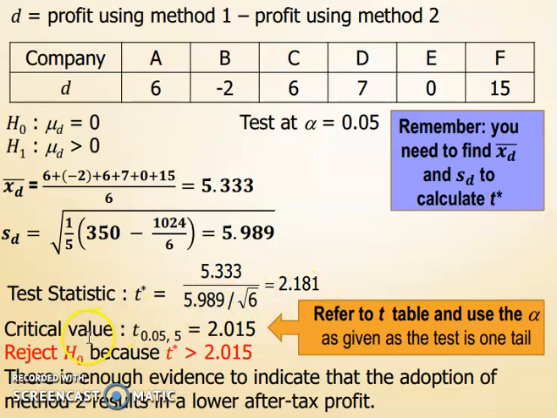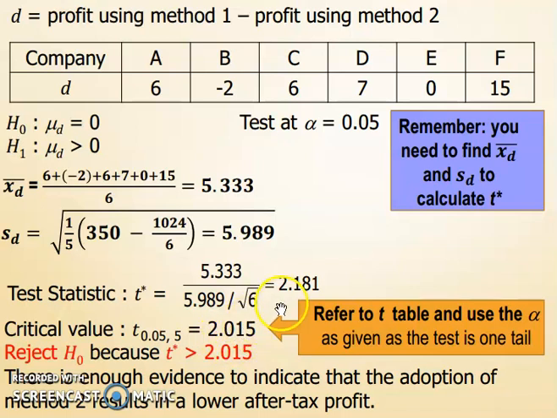Once you get the test statistic, you always need to find the critical value. The critical value will be from the t table, using alpha and also degrees of freedom. Degrees of freedom for the t-test is going to be n minus 1. This is referring to alpha 0.05. Why do we just use 0.05? Because it is a one-tailed test, so for a one-tailed test you don't have to divide by 2. Referring to the t-table, it gives you 2.015.